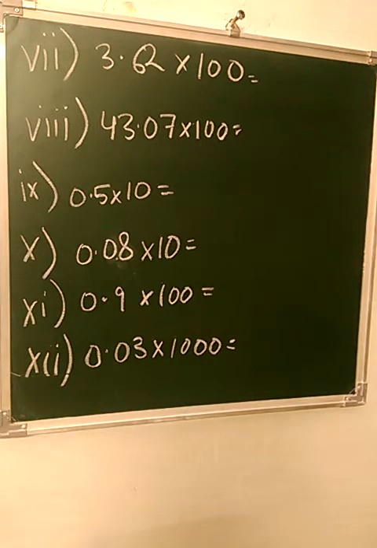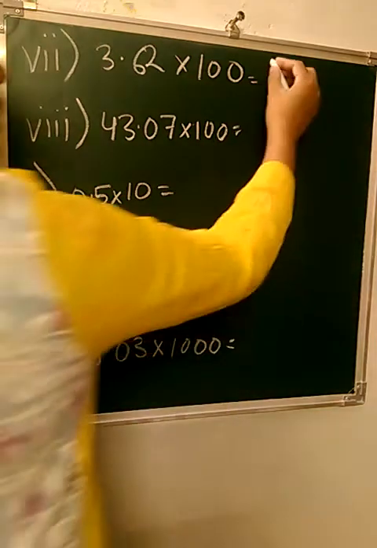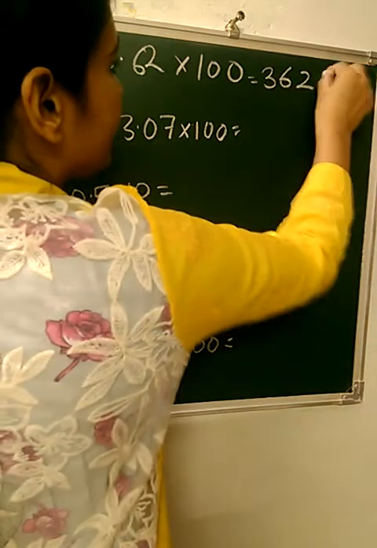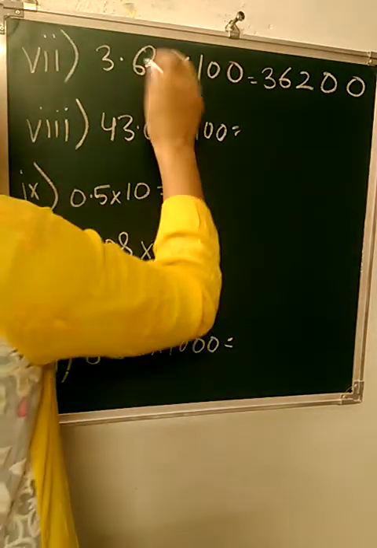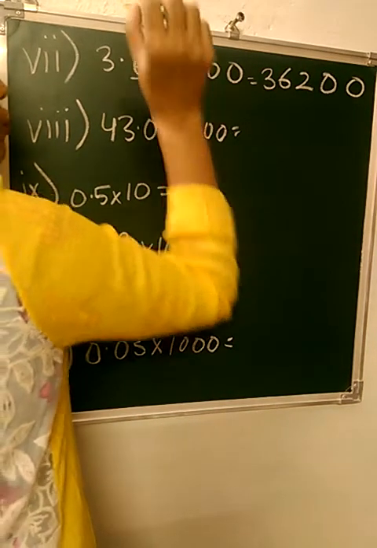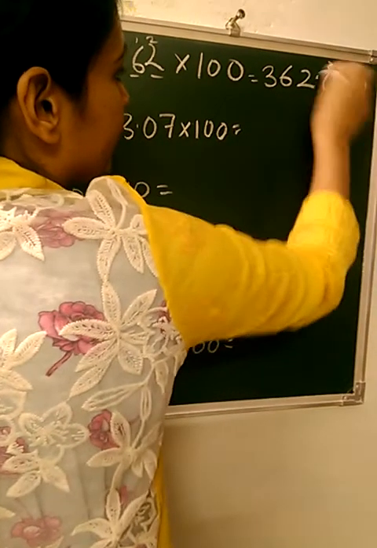Now we'll do the 7th one. 1 to 6 were over. So it will be 362 multiplied by 100 is 36200. Now how many decimal places? We count 1, 2. So here 1, 2. So decimal will come here.